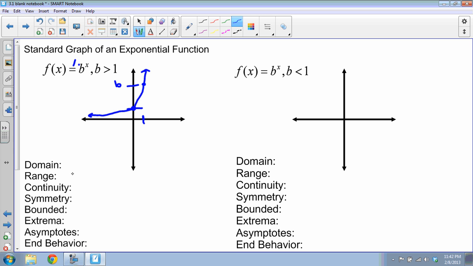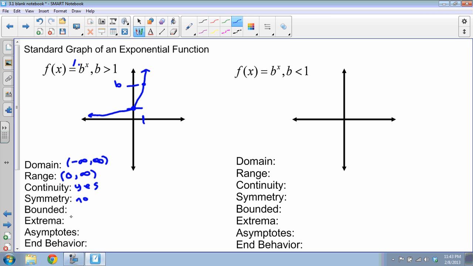So let's talk about the domain. The x values I'm allowed to get, I can get any of the x values that I want. But for the range, it's kind of like I have an asymptote at the x-axis. I'm never actually going to get to 0, I'm just going to get closer and closer to 0. Then my graph will increase, going toward infinity. Is it continuous? Yes, I can draw it without picking up my pencil. Is it symmetric? No, it's not symmetric on either axis or about the origin.